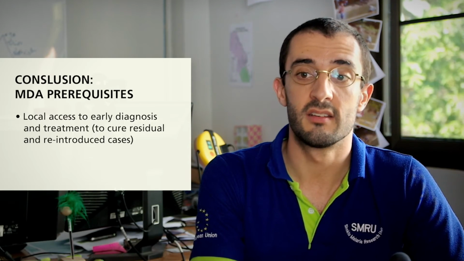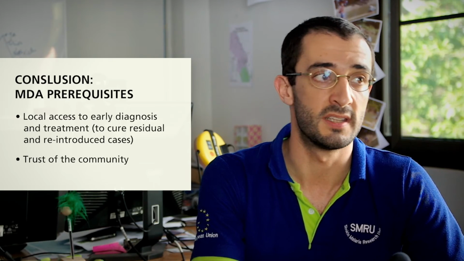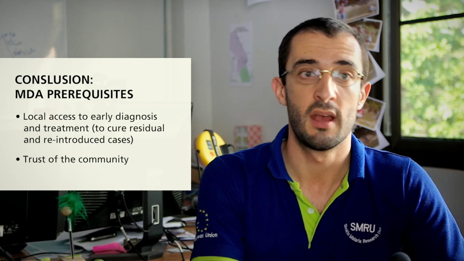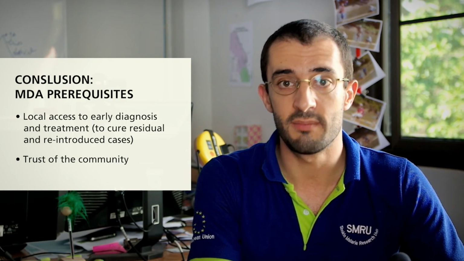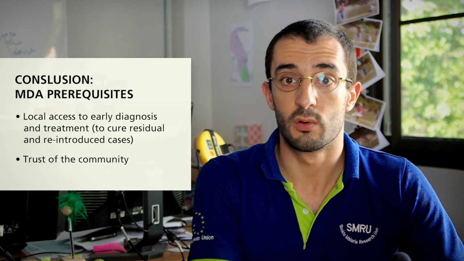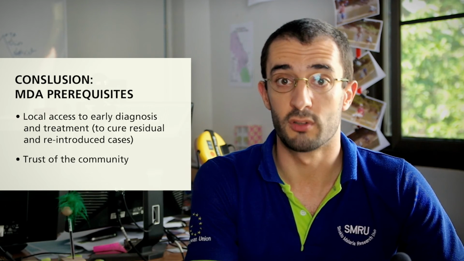And the second element, which is absolutely necessary, is the trust of the community. And this is why good community engagement is absolutely necessary before the MDA, during the MDA, and also after the MDA to maintain the good relationship and the good participation of the community in the effort against malaria.